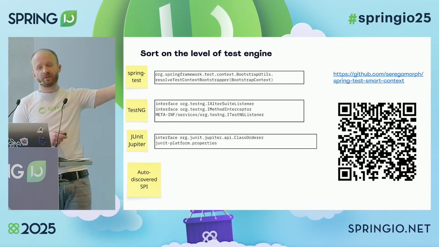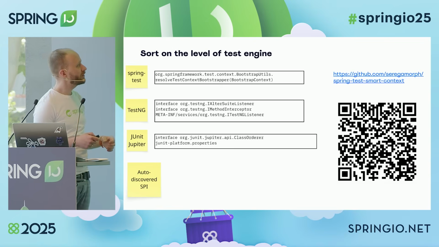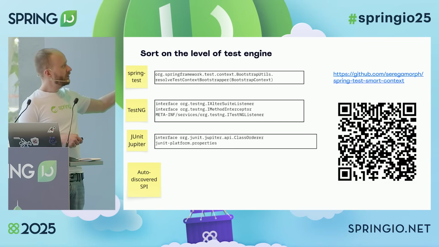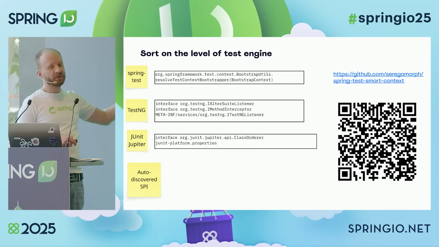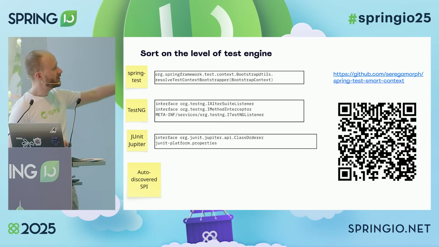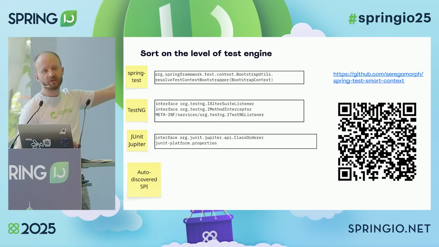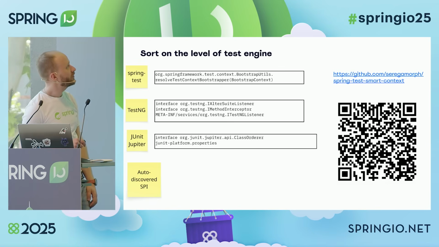You can find the implementation QR code at the end of this presentation as well. I just don't want to bother you with the source code. In a few words, in JUnit Jupiter there is an interface called ClassOrderer, which you need to implement and define the implementation in the JUnit platform properties, and it will be auto-discovered. For TestNG, it's pretty similar. You need to implement two interfaces and put the SPI definition for this.